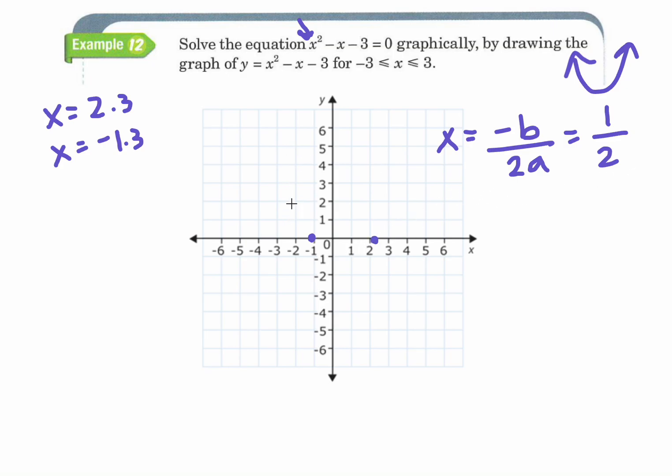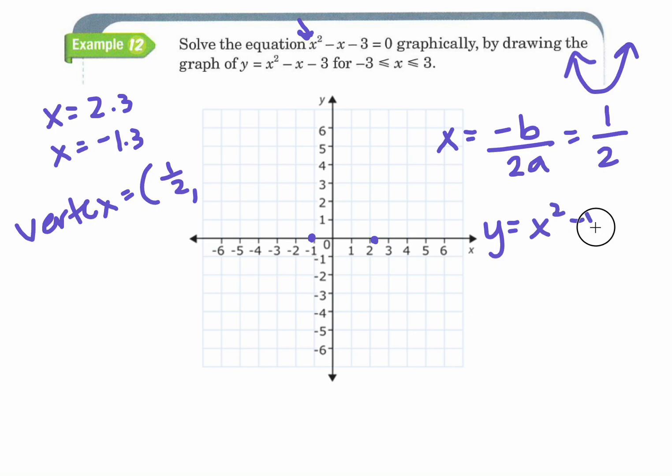Now, for a vertex, we need two coordinates, right? So I figured out that my vertex is at the x value of 1/2. I need to figure out the y value. To figure that out, all I need to do is just plug in my x value. So if the original equation was x squared minus x minus 3, and my x value is now 1/2, I'll put in 0.5. I'll plug that in, and then I'll figure out what the y value is.